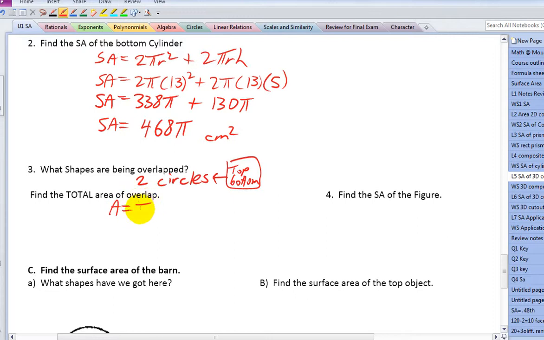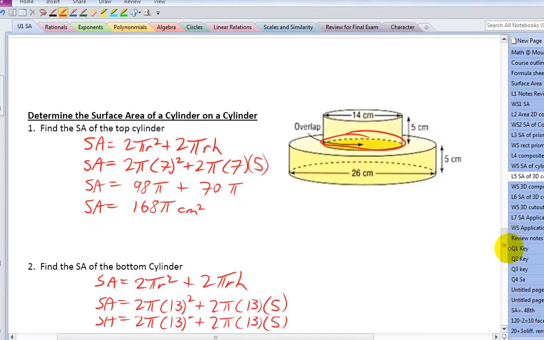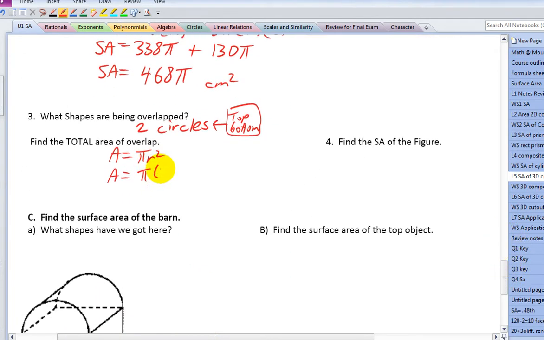Area of one circle is pi r squared. Make sure you use the correct radius. Go. What radius should I use? 7. Okay, so 7 squared. So area is 49 times pi.